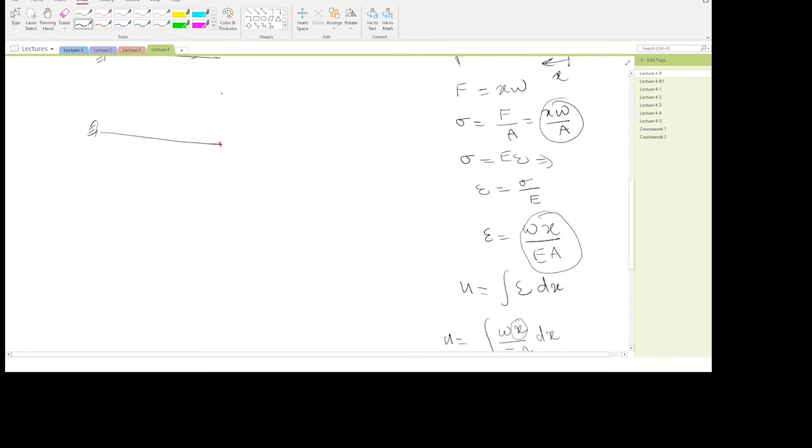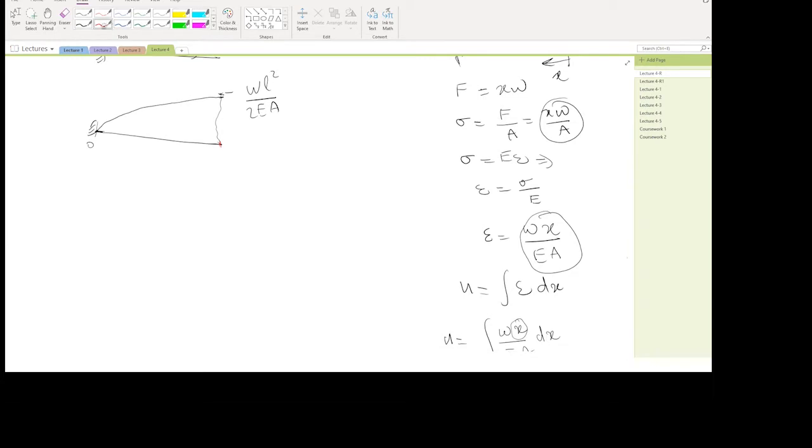So here, minus wL squared over 2EA. So this is the value of u here, and it gets back to 0 here. Now, in between, it varies like a parabola. All right, so the displacement field in between the 2 points would look like a parabola.